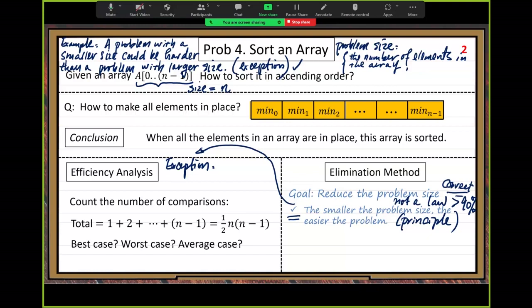But there is another understanding of problem size. It's also useful. Later, we have some special problems where we need to use our second understanding of problem size. So what's that? It's the magnitude of the number.